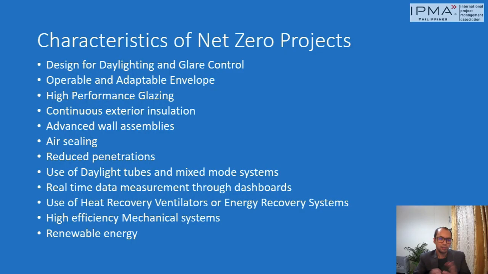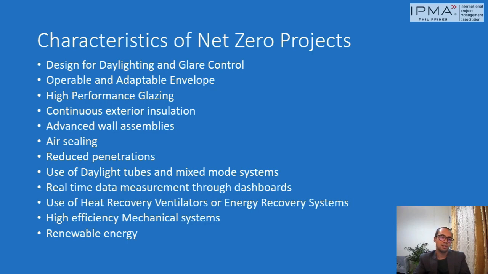These are some of the characteristics of most net zero projects. One is the incorporation of daylighting. If daylighting is properly designed in the space, then there will be huge energy savings through lighting that the project team can gain. Then we have also operable and adaptable envelope. There are glazings which change their opaqueness whenever there is glare outside the building.